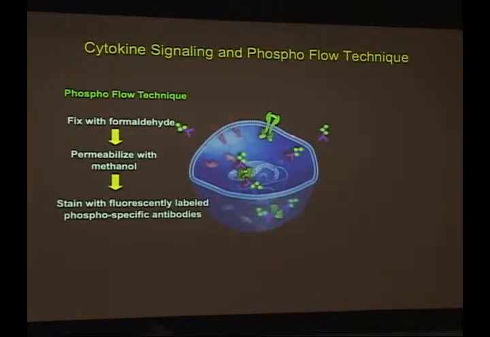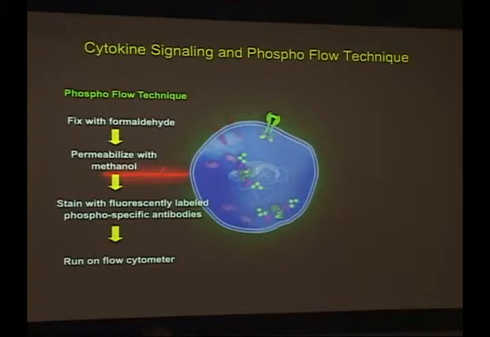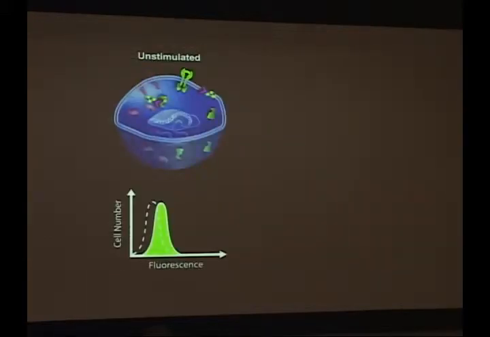And then we come in with our antibodies against our phosphoproteins, and these are typically fluorescently labeled or now labeled with mass tags to measure on the CyTOF. And then we run them on the cytometer and we get our signal. So what does it typically look like?